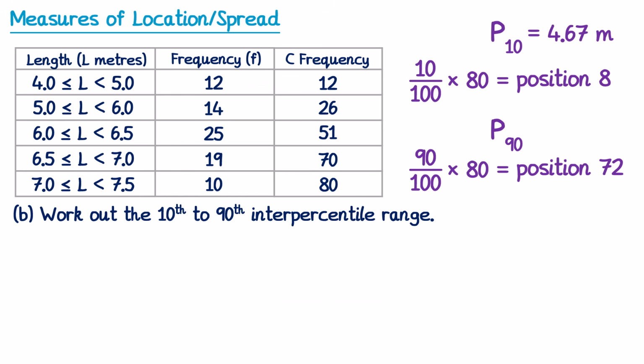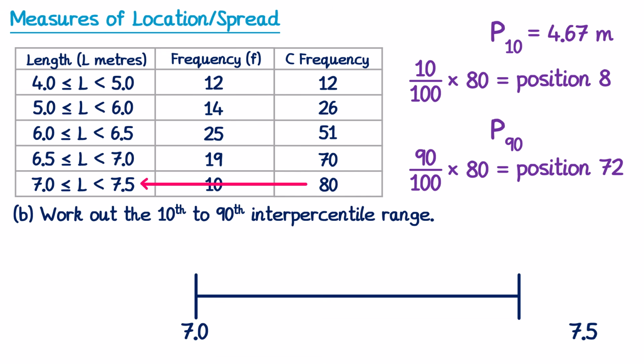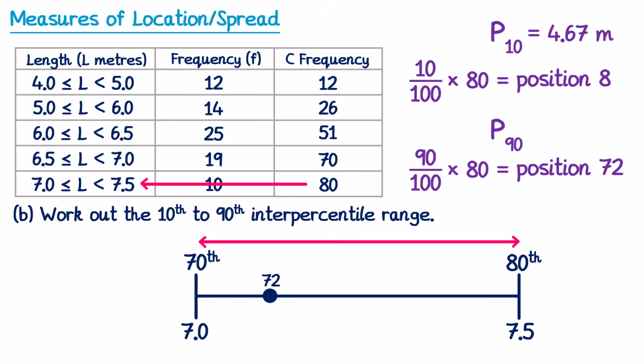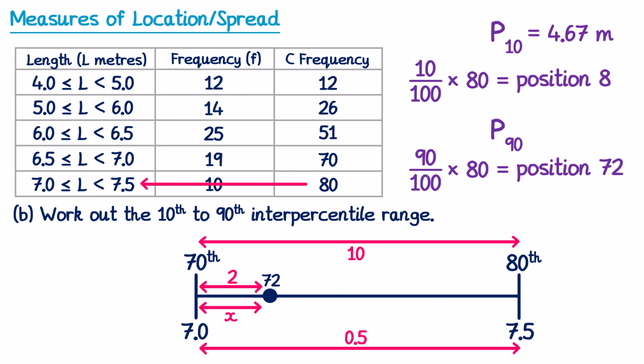Let's now go and find P90. This is in position 72, which will be in the final group, so between 7 and 7.5. The previous group finished at position 70, and this one finishes at 80. We mark on position 72, the one we're looking for, which will be closer to the 70 end. Then we mark on these differences. Between 80 and 70 is 10. Between 72 and 70 is just 2. Between 7 and 7.5 is 0.5. And we mark on x.